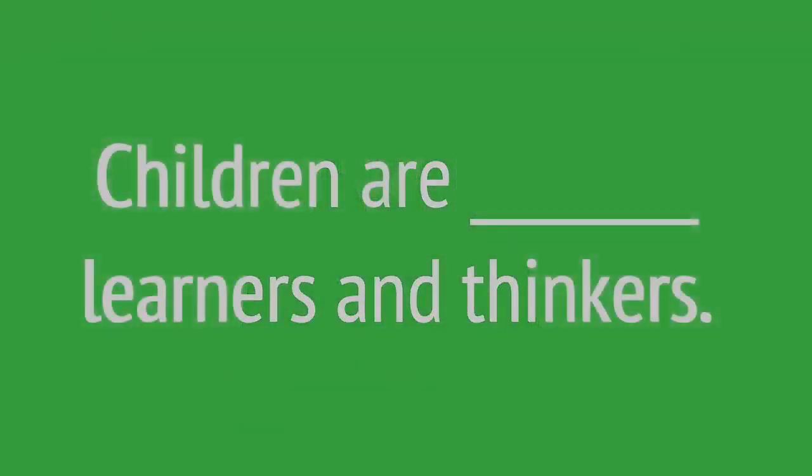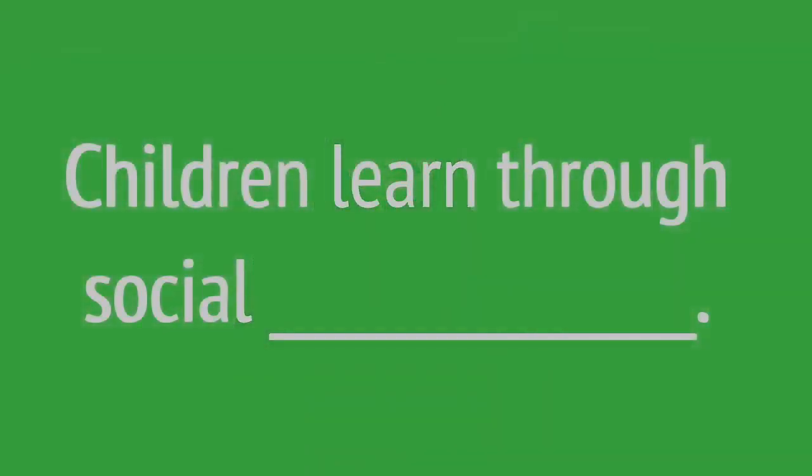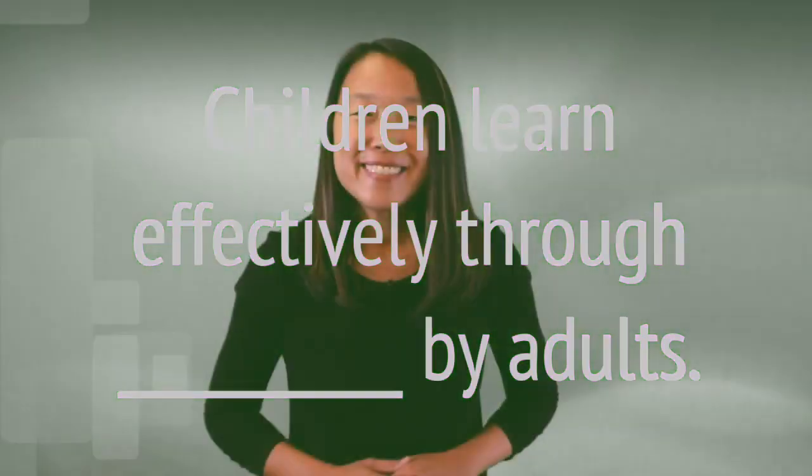So to review, how do children learn? Let's see if you remember. Children are blank learners and thinkers. Right, children are active learners and thinkers. Next, children learn through social blank. Right, children learn through social interaction. Last, children learn effectively through blank by adults. Correct. Children learn effectively through scaffolding by adults.